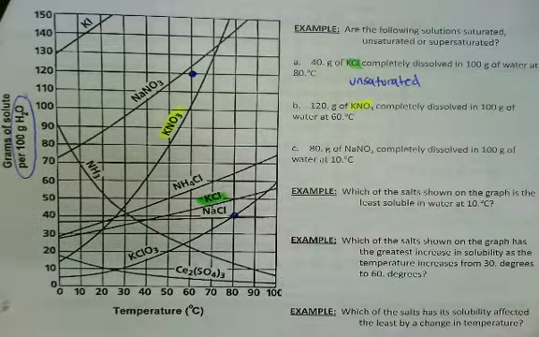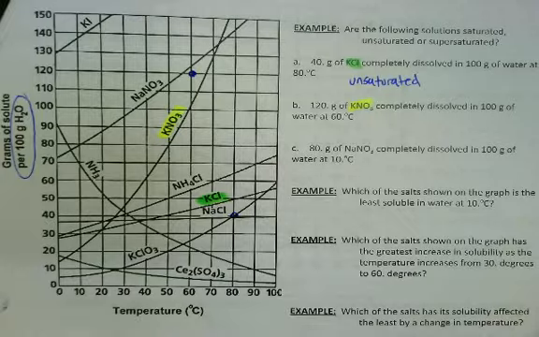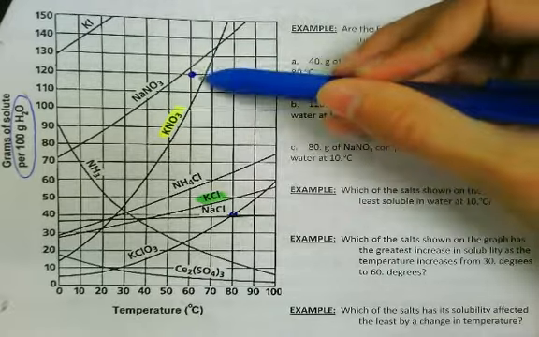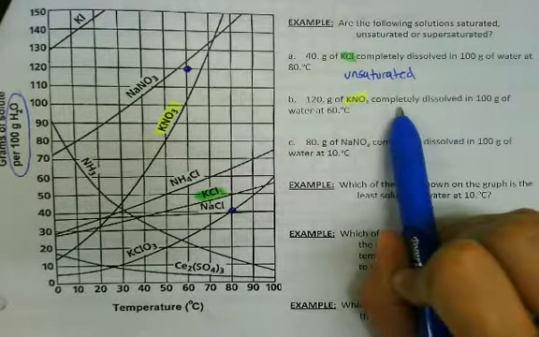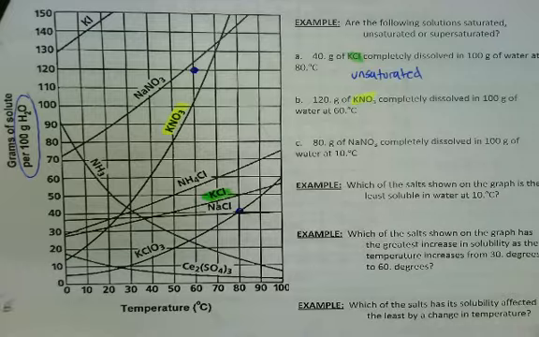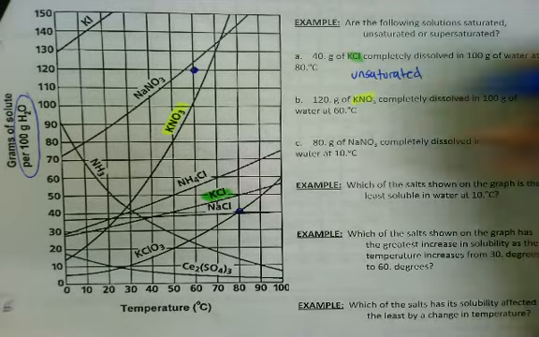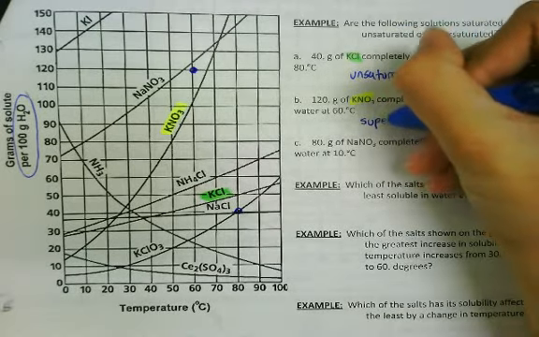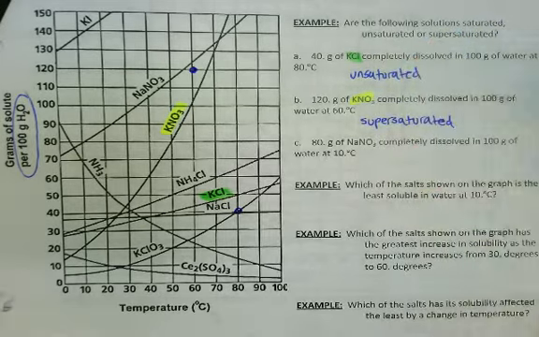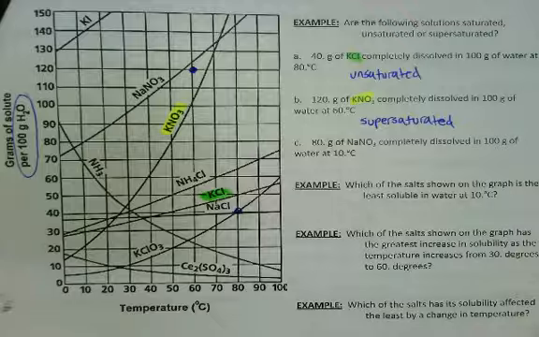Where is this spot in relation to the KNO3 line, y'all? It is above. So 120 completely dissolved in 100 grams of water. What would that make that solution? Supersaturated. Very good. Okay.